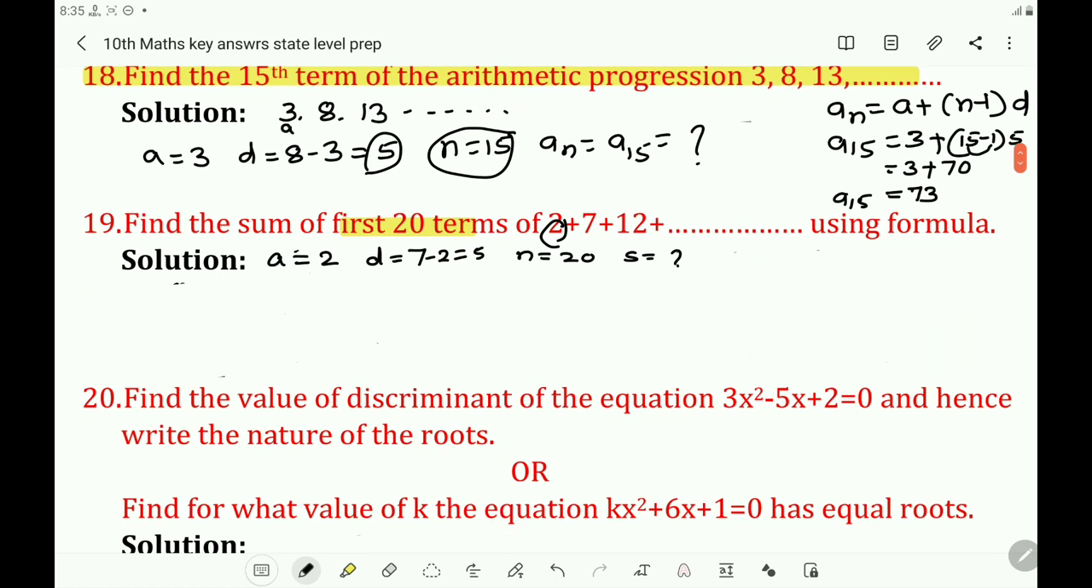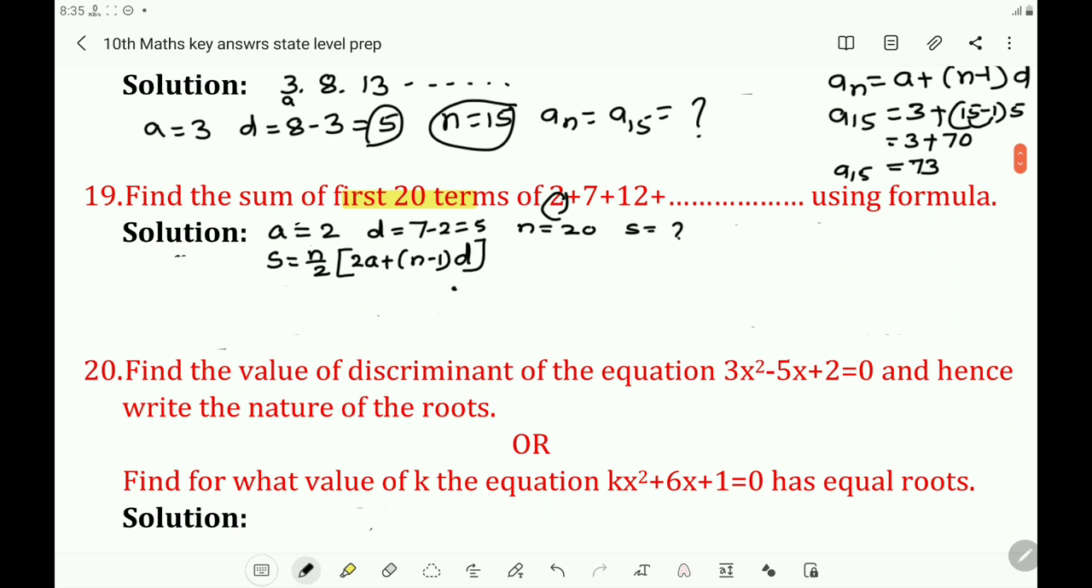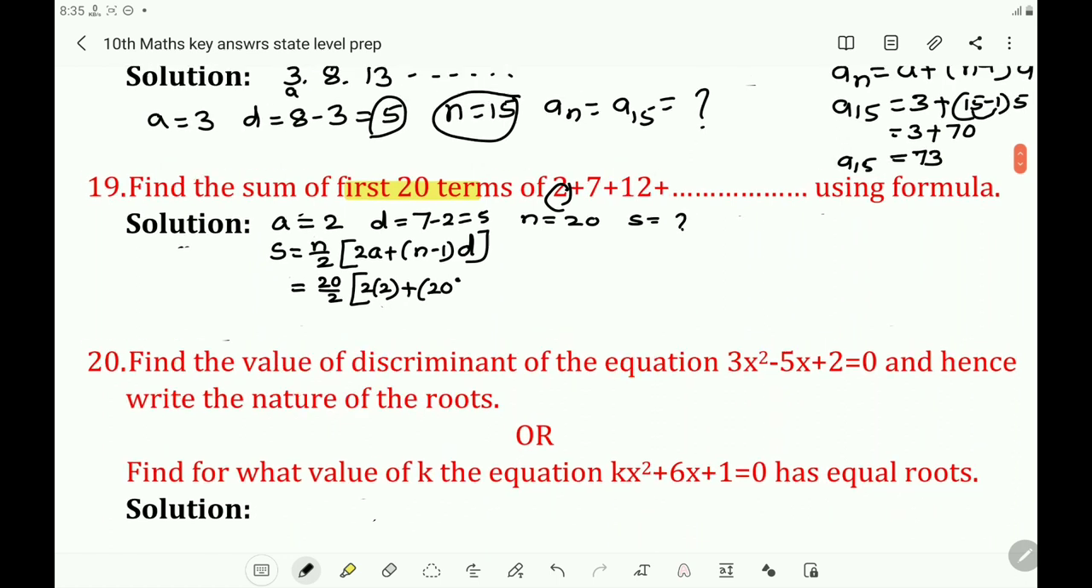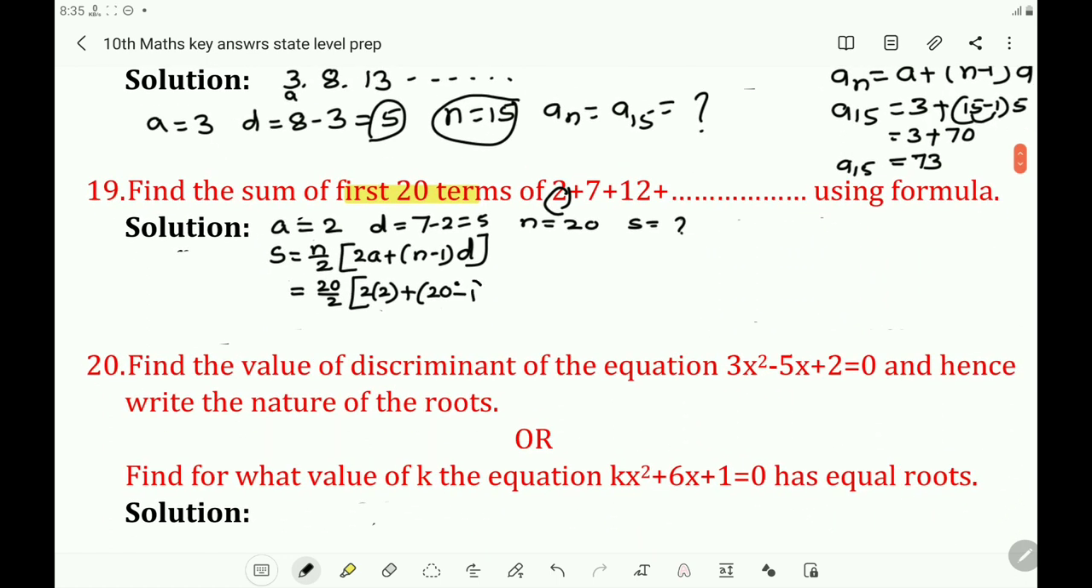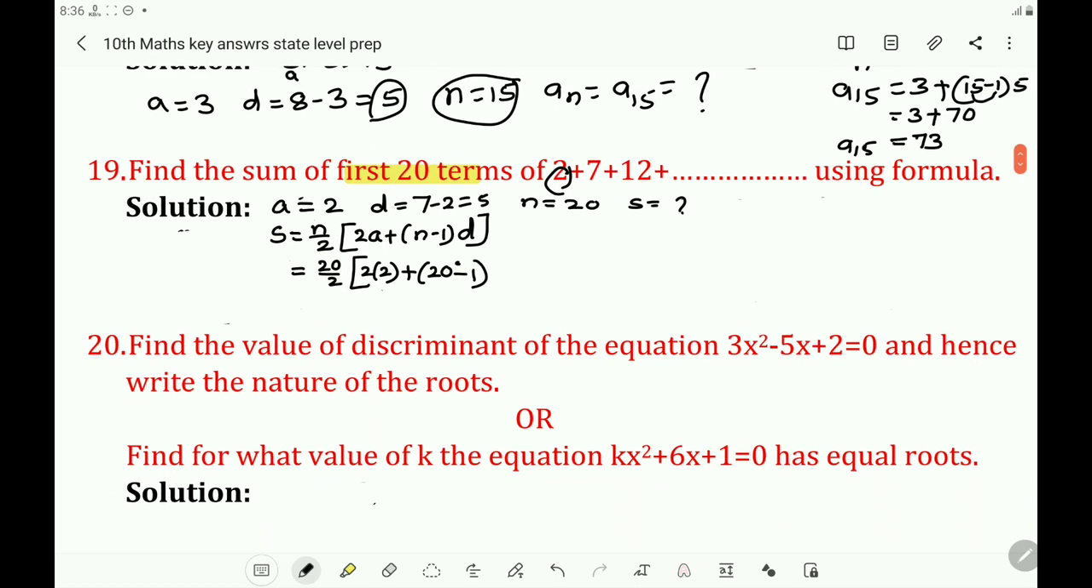Then you write the formula for S. S equals n by 2 into 2a plus n minus 1 into d. That n is 20, 20 by 2 into 2a means 2 into 2, a is 2, plus n is 20, n minus 1 means 20 minus 1 into d. d is 5.